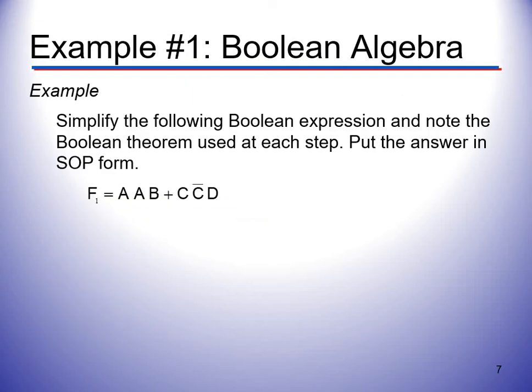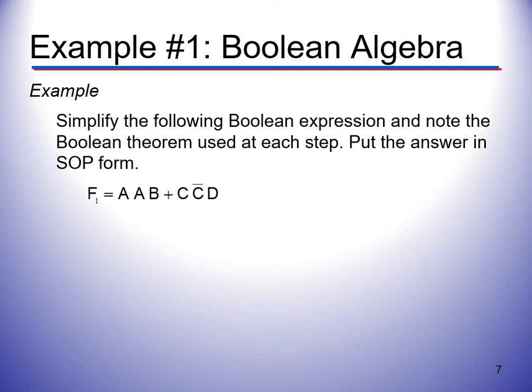Alright, so let's do an example here, so we can simplify an expression down and use some of our Boolean theorems that we just learned. We just learned 9 of them. Let's see if we can apply them. So we have this first expression here: f1 equals A A B or C bar D.